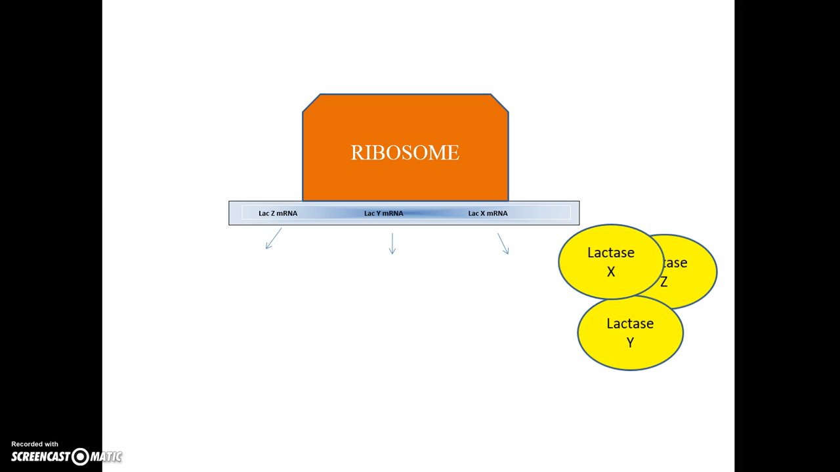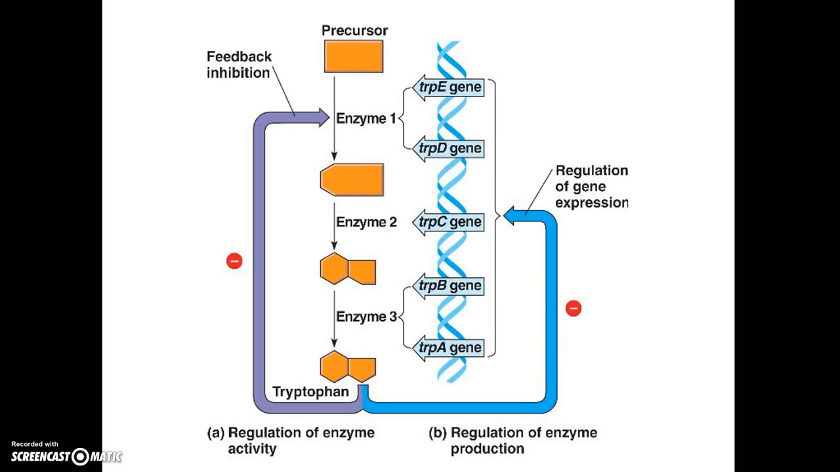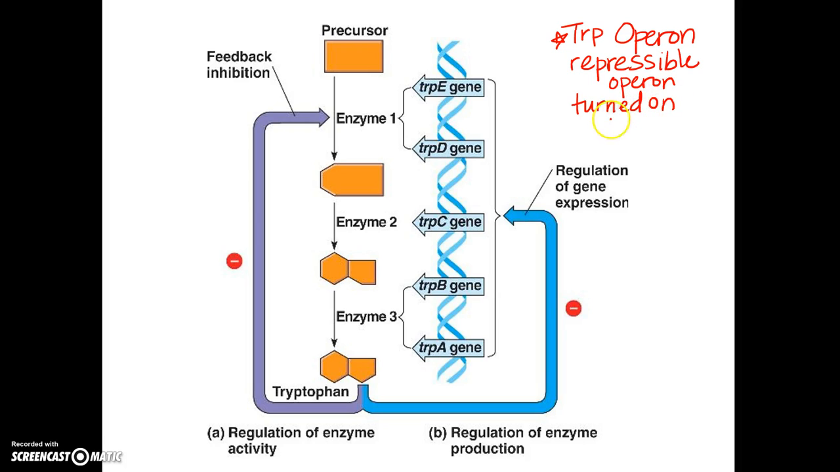I want to talk about one other one. This one is called the Trp operon. The Trp operon is called a repressible system, or a repressible operon. What that means is that normally these genes are turned on, but switched off sometimes.